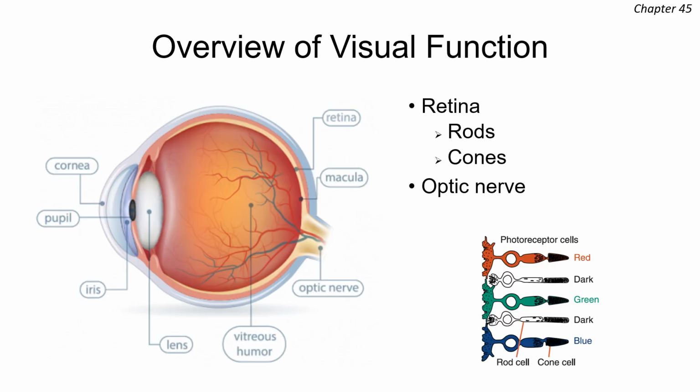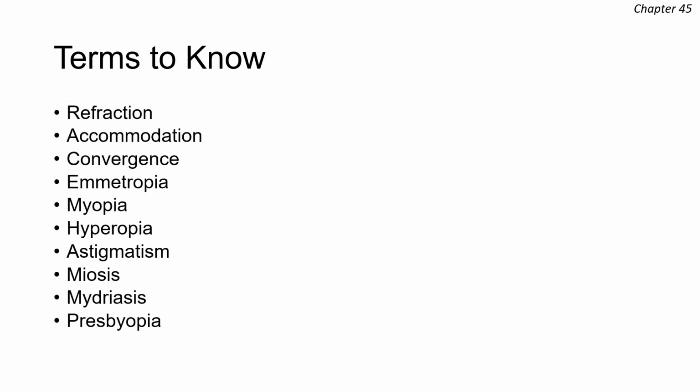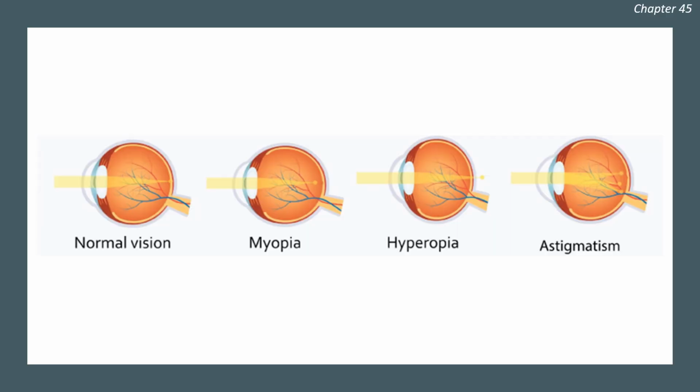Inside the eye we have our retina, which is an extension of the optic nerve. The optic nerve is also known as cranial nerve 2. On the retina there are rods and cones. Rods are responsible for vision at low light, and cones are responsible for our color vision. So very important structures in our eye. These are some terms that you should be familiar with. Here is a picture of some of those terms, and we'll talk about each of these coming up.